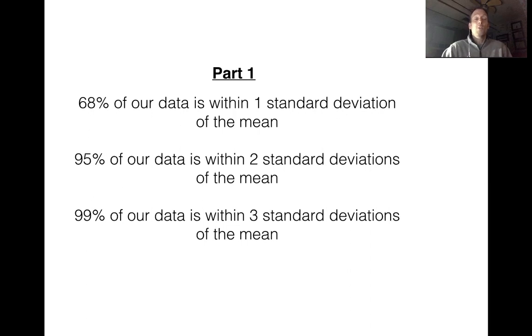But what we'll do is we'll say 99%. So 99% of our data is going to be within 3 standard deviations of the mean. So how do we use this? Let's do an example of the empirical rule.